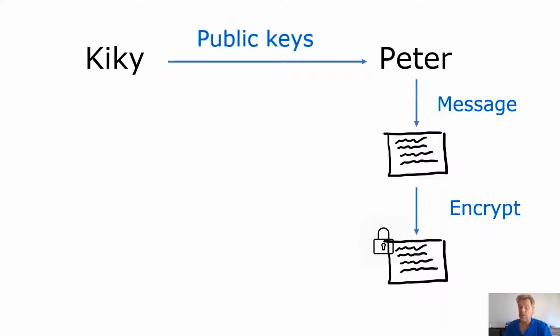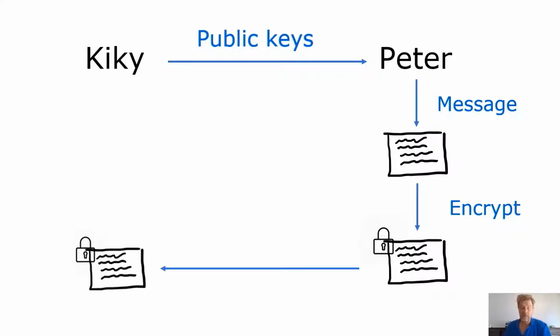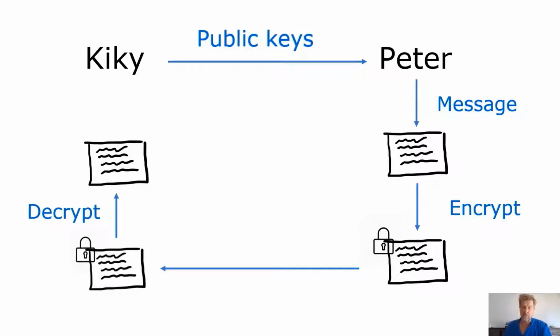So now the message has been encrypted. He now sends that message back to Kiki. So Kiki receives this encrypted message. And now Kiki has the decryption key, which she can use to decrypt that message and read the original message. This is in short how RSA encryption works. Now let's go over to an example.